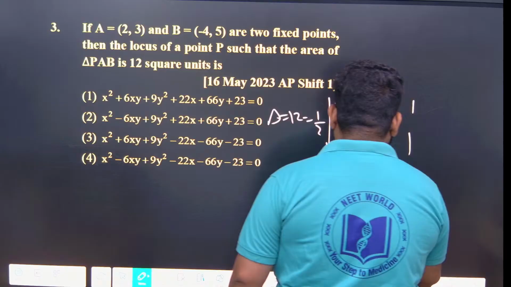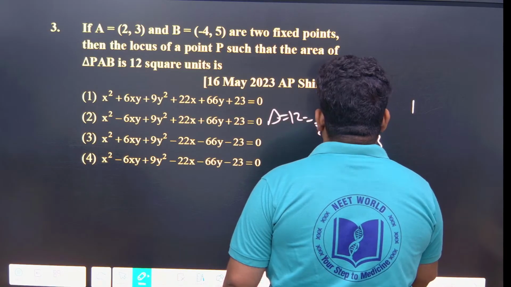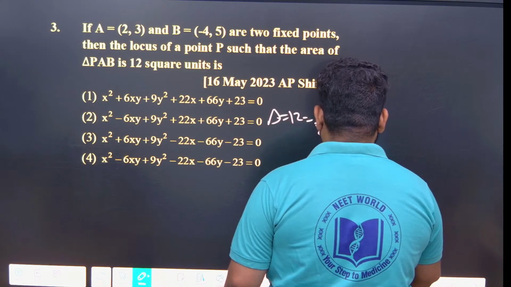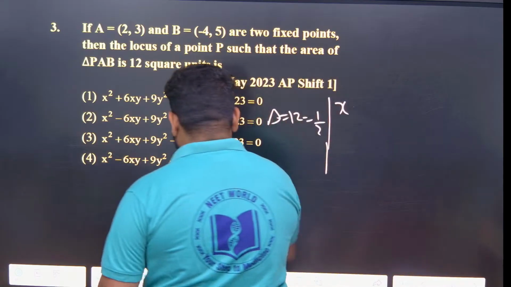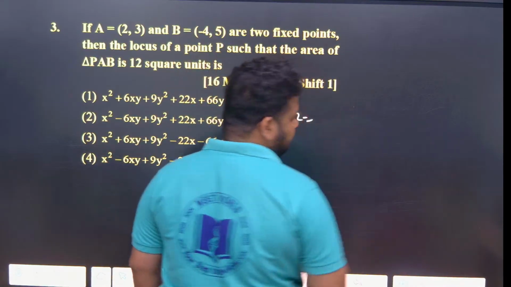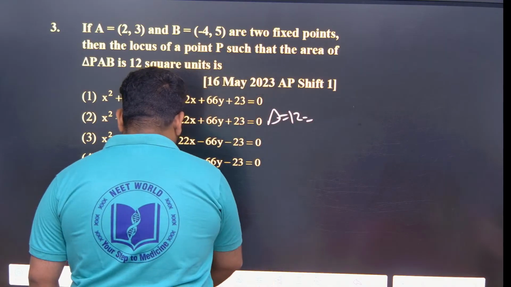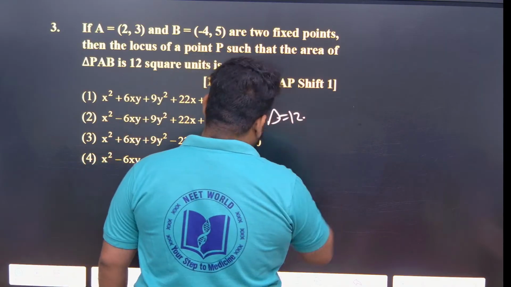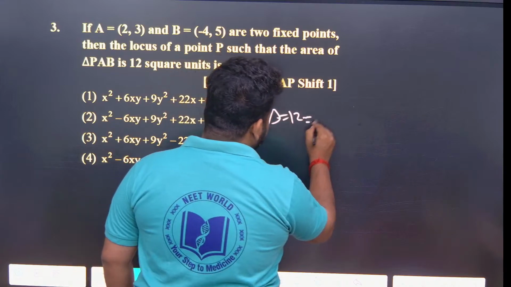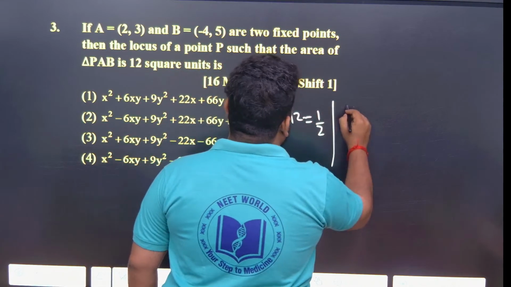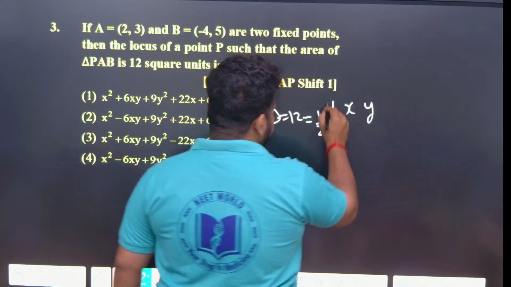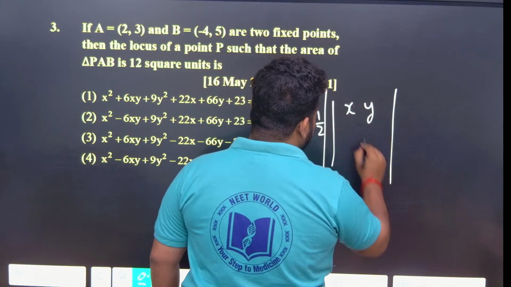See, what we did was absolutely correct. There was one mistake that we did. I told you we have to take the modulus sign. We forgot the modulus sign. You didn't forget, I forgot. Okay. So this will become 12 is equal to 1 by 2 into, x, y, this is within modulus.